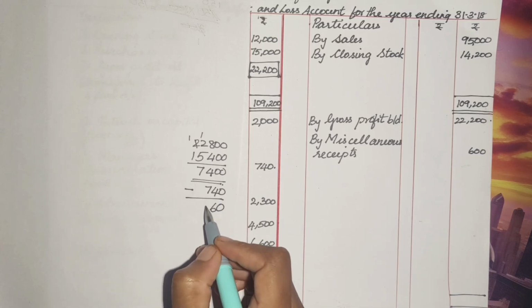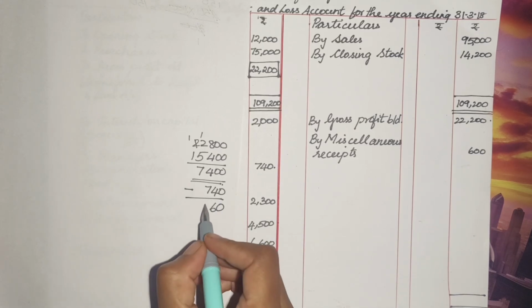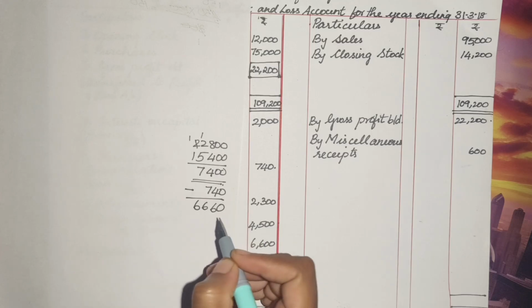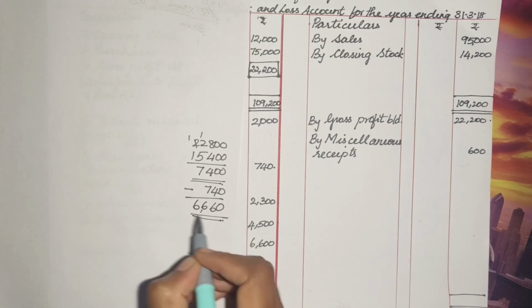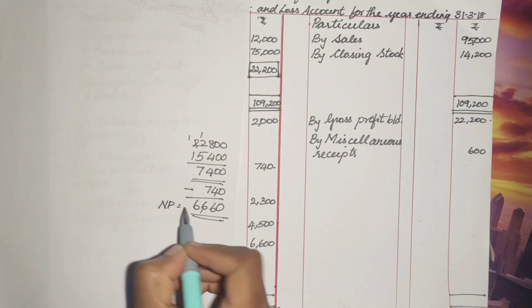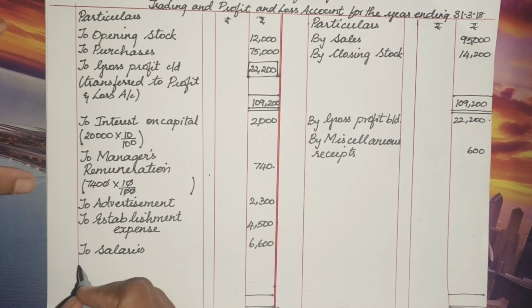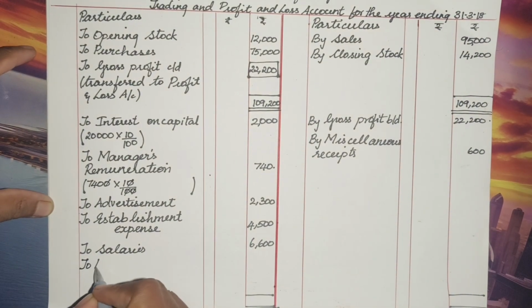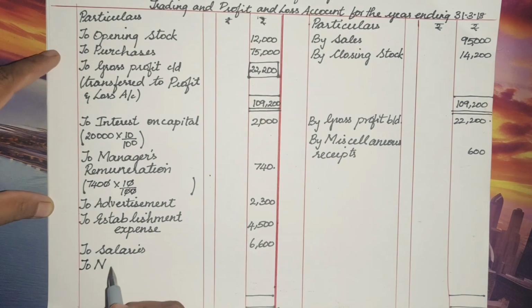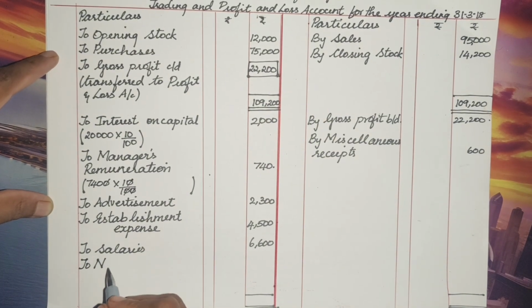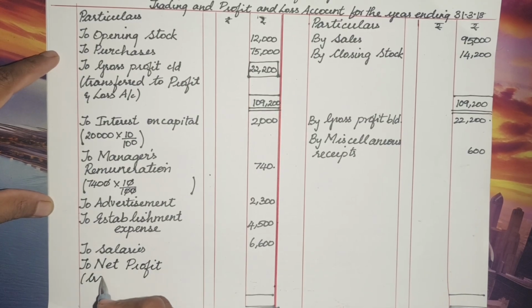Now simple, to get the actual net profit, just subtract the manager's remuneration that you have got from the dummy net profit. So 7,400 minus 740, we will get the answer for the actual net profit. So take that, and still the debit side is the least side. So write it on the debit side as net profit. There's no carried on or brought down because it's going to be transferred to the capital account in the balance sheet.